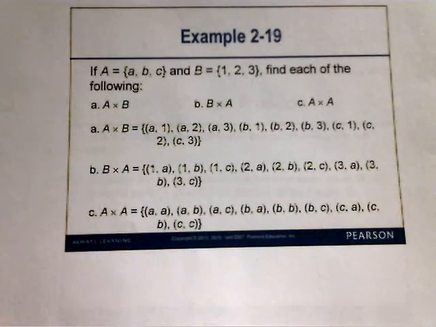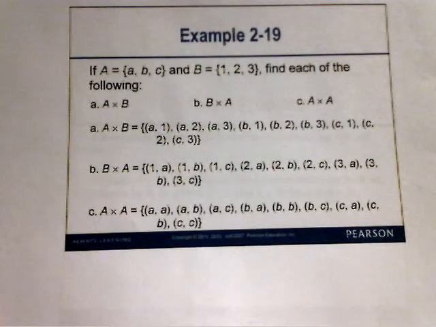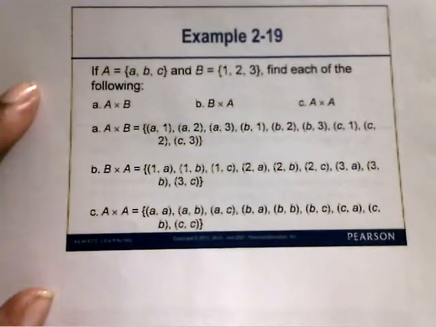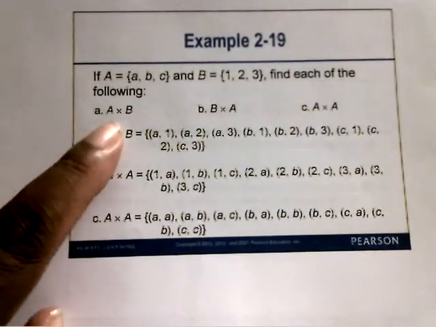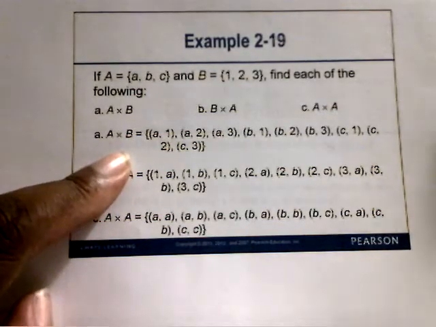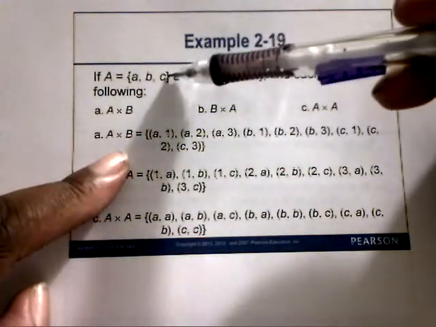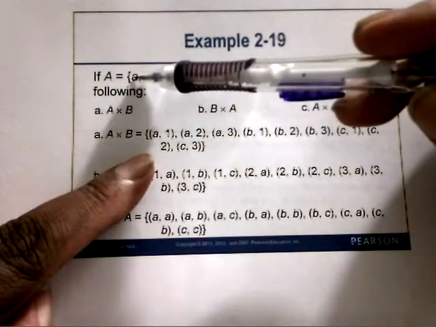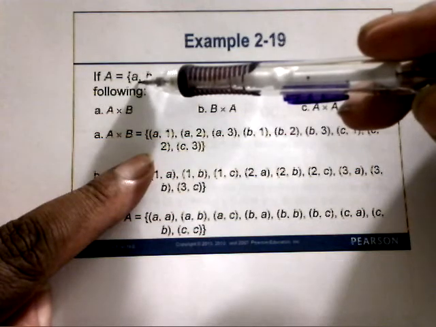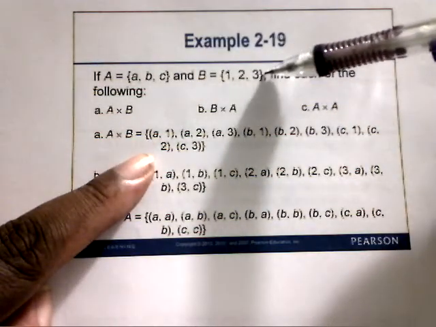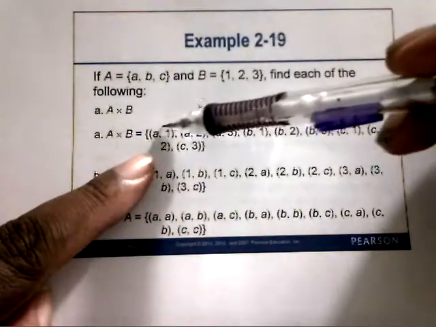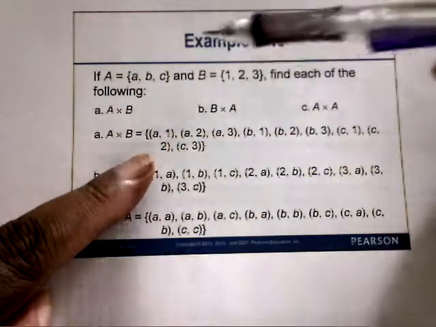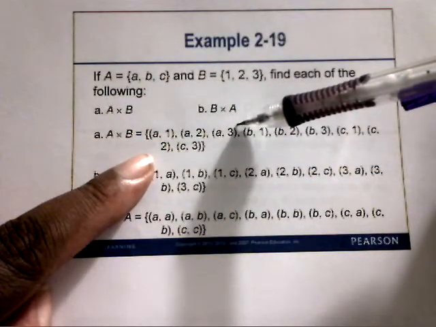Let's look at some examples here. If A has the elements a, b, c, and B has the elements 1, 2, 3, find each of the following. Part A is A cross B. So here we're looking at set A, which is a, b, c, and B, which is 1, 2, 3. We start off with the first element in A, which is a, and pair it with each element in B. So a will be paired with 1, so we have a1. a will be paired with 2, so that's a2. a will be paired with 3, so that'll be a3.